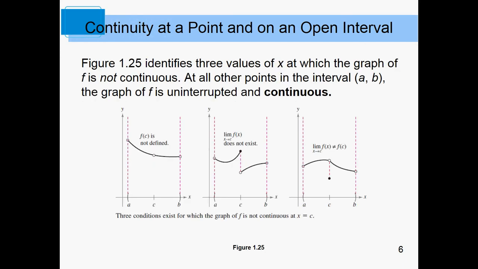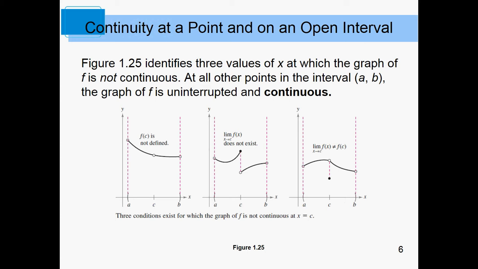So here we've got a figure with three different examples. In this first function, notice that if we plug c in, f of c has a hole, which means it's not defined. That's not continuous. If I'm drawing this and I come here, I have to pick my pencil up and go over that hole, so that's not continuous.